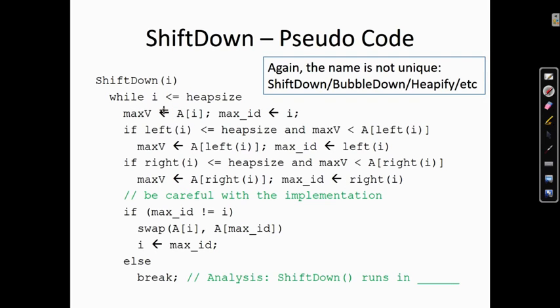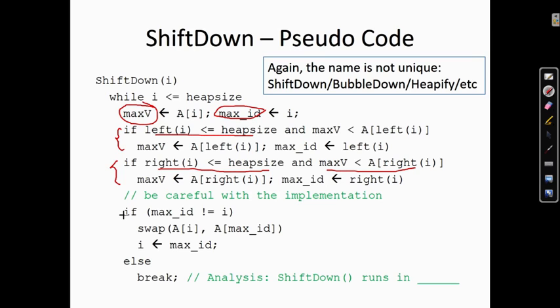So basically, this is how it's done. First, you set the current node to be the maximum value, and of course set its index to be the maximum value index. And then you check against its left child, if I have a left child, and the left child is bigger than max value, update max value and update the index to be that of the left child. And then check with the right child, if I have a right child, and the right child is bigger than the max value, update max value, update max ID.